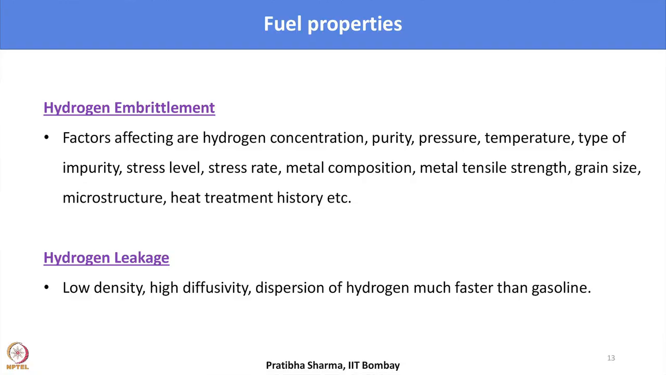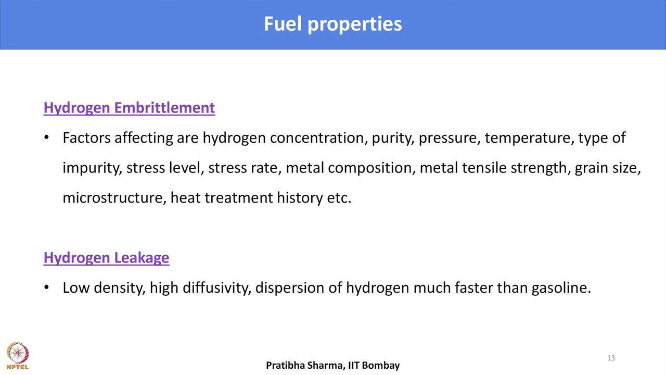When materials are exposed to hydrogen over a longer period of time, that can result in certain changes inside the material. It can cause changes in the mechanical properties of the material. It can cause changes in the crystallinity of the material. The material can lose its ductile behavior and become brittle. All these changes can result in failure of the material, leading to catastrophic events. However, the embrittlement depends on various factors, like hydrogen concentration, purity of hydrogen, pressure, temperature, the type of impurities present in the gas and in the material, stress level, stress rate, metal composition, metal tensile strength, grain size, microstructure, and the heat treatment history of the material.